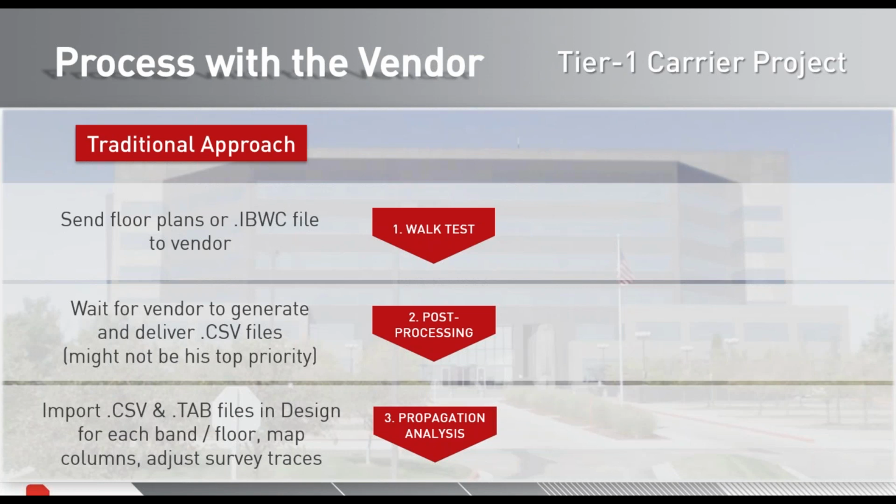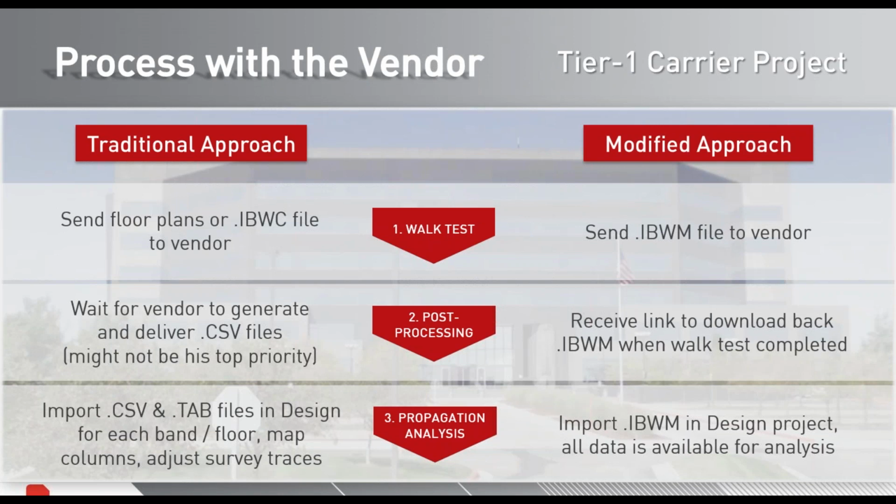Once received, the designer then has to import all the CSV and tab files inside iBwave Design. To give an example, here we tested 3 floors and collected 4 bands per floor. Since we can only import 1 band at once per floor, this would have meant a total of 12 manual imports to perform. And for each of them, the designer has to map the columns of the CSV file and adjust the imported survey traces on the floor plans if needed.